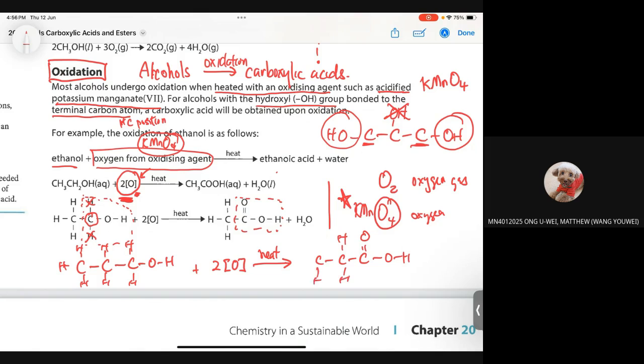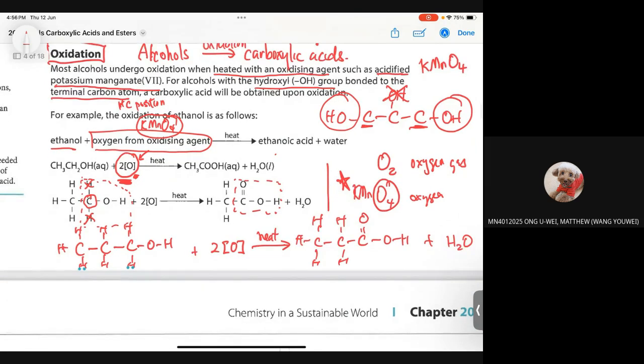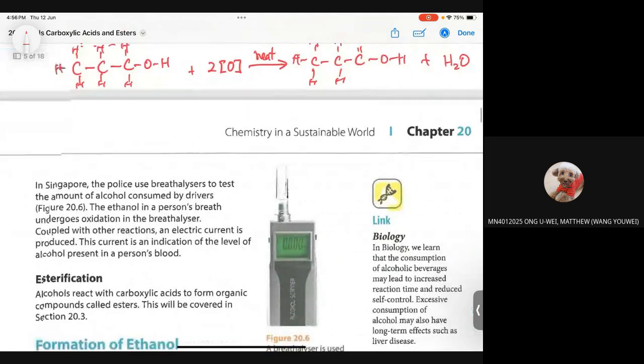So you realize the reaction only occurs at the functional group, correct? When you do organic chemistry, a lot of the reaction actually occurs at the functional group itself, so just take note of it. At the end of the day, I will also get water, H2O. So this is the reaction, how it is. Not very complex itself. Just get to know what happens at the functional group and you'll be safe already.